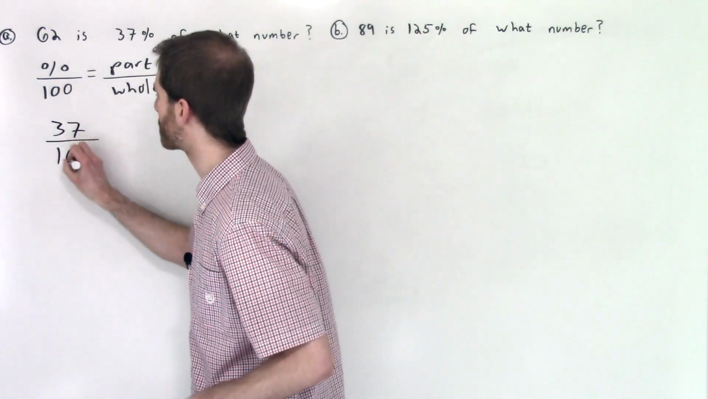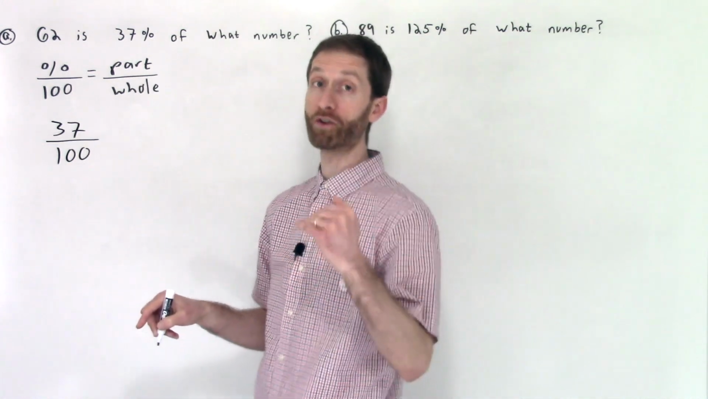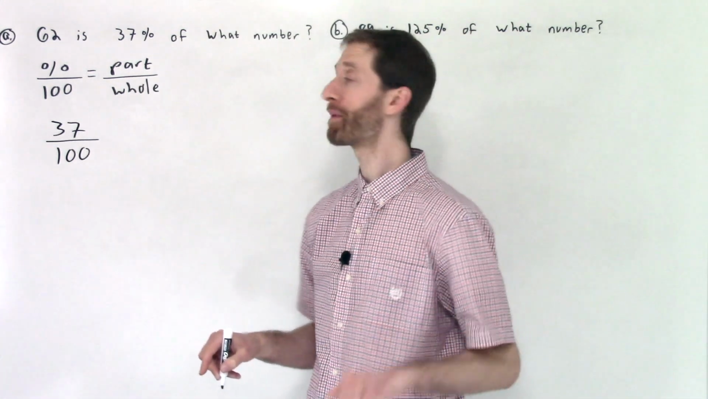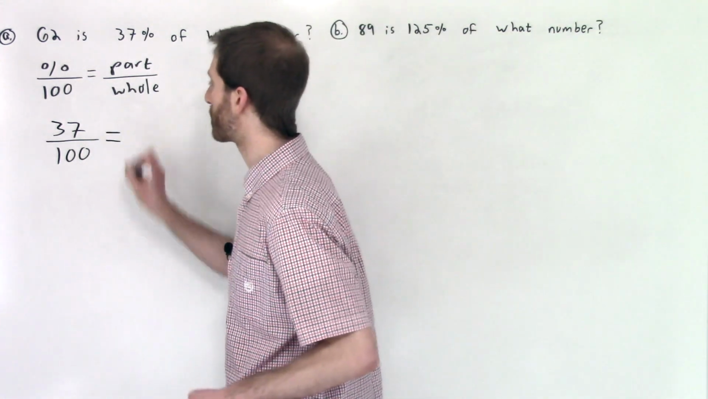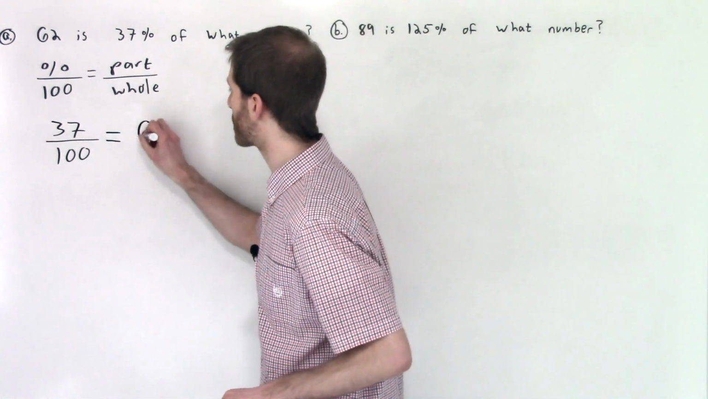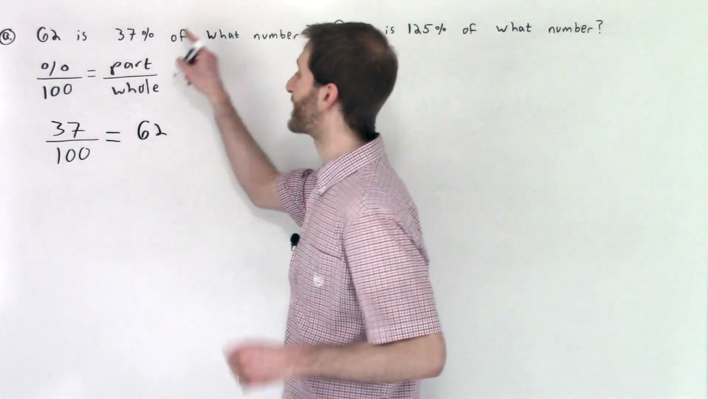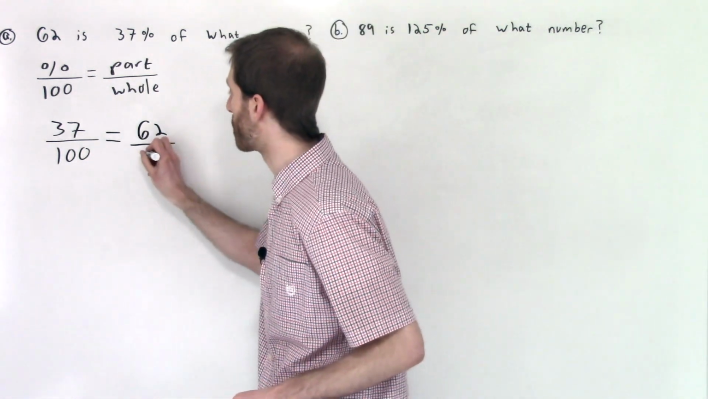And again, if you're looking at this saying, why is it percent over 100 is part over whole? Check out an earlier video and you'll see the why behind that. For now, we're using that tool that we've discovered. So I have 37 out of 100. The part is 62. Because we're taking 62, it is a percentage out of what? And when we have what, we have a variable, an unknown amount.